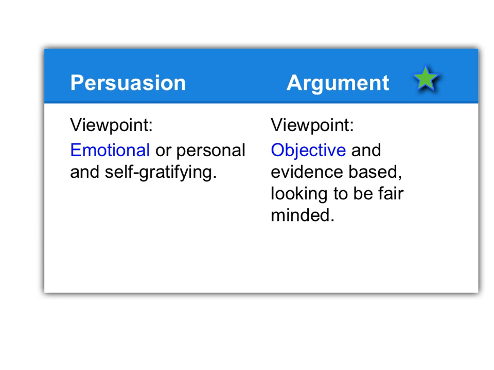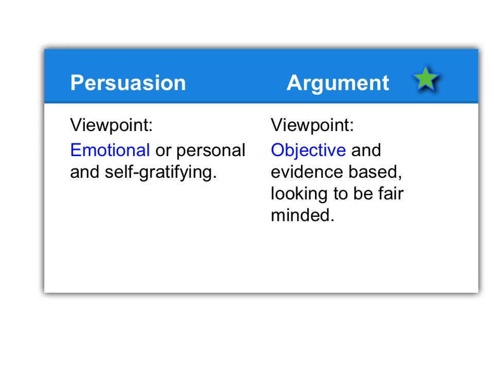In persuasion, your viewpoint is emotional or personal and self-gratifying. A persuasive essay is really just all about what you want to talk about. An argument, on the other hand, has a viewpoint that is objective and evidence-based, and you're looking to be fair-minded. That'll come into play when you're looking at your claims and your counterclaims. In persuasion, you can basically make a statement and write it down, and that's just your opinion. But in an argument, you have to give us valid evidence and credible ideas to back up your particular opinion.